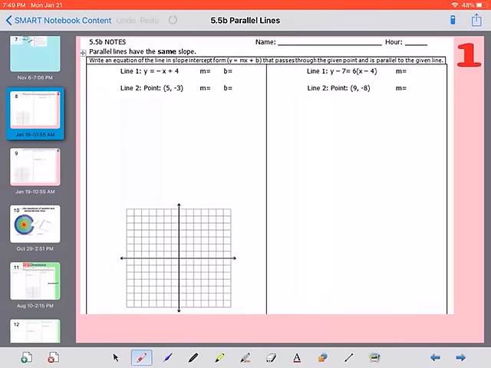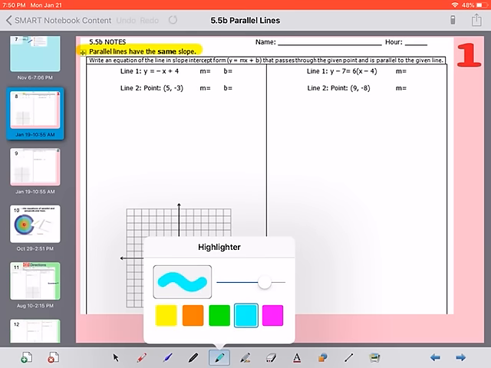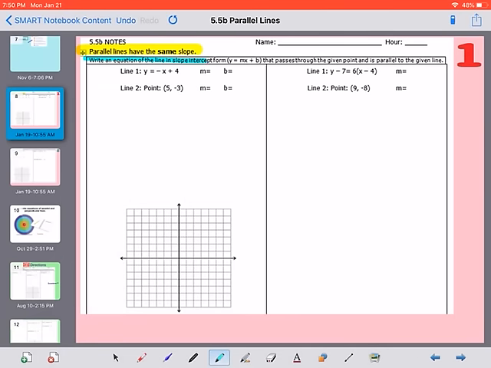Today we are on our second day of graphing parallel lines. Remember, parallel lines have the same slope. So our directions right now, if we read them, say: write an equation of the line in slope-intercept form, which is y equals mx plus b, that passes through the given point, so they're giving us a point, and is parallel to the given line. They also give us a line. So we need to find the line that is parallel to the one that they give us.